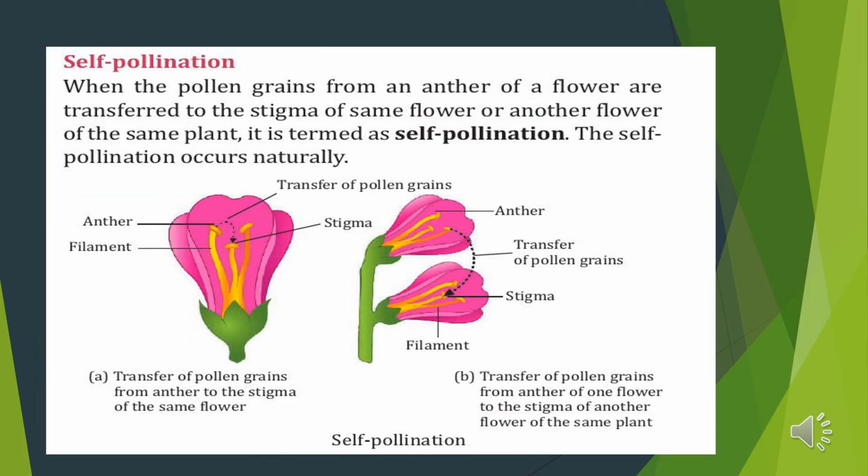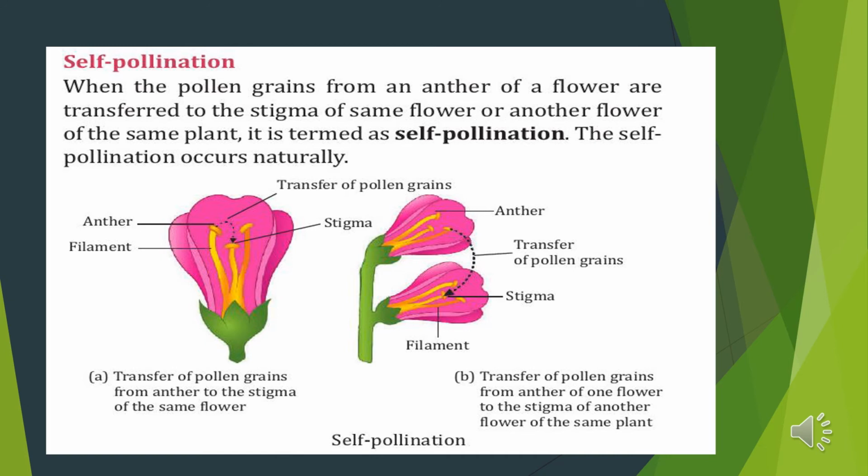Self-pollination. When the pollen grains from an anther of a flower are transferred to the stigma of the same flower or another flower of the same plant. Keep it in mind, same plant. Self-pollination means in the same plant. It is termed as self-pollination. Self-pollination occurs naturally. This word also you have to keep in mind. It occurs naturally means this pollination does not need any agents for pollination.